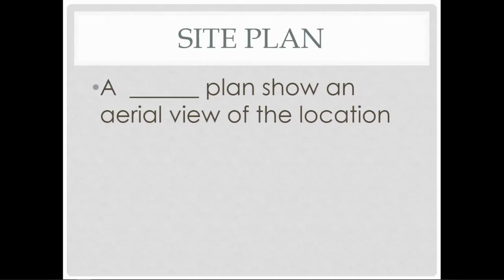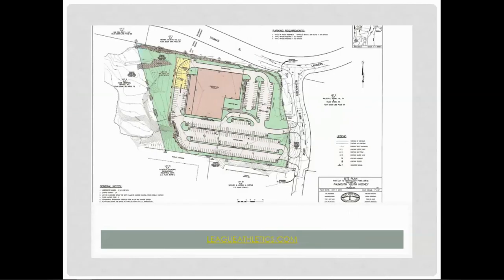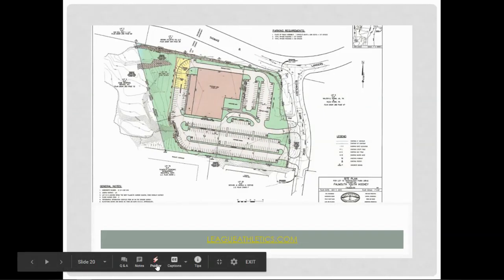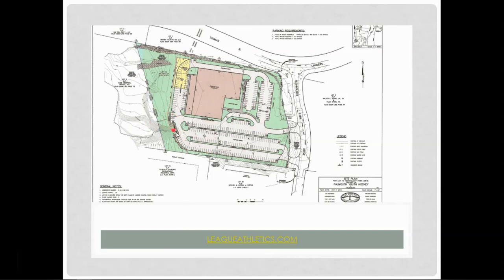Some different views. We have a site plan. A site plan is going to be the aerial view of the location. You can see the site plan on here. Okay. So it's going to show us the topography. It's going to show us the whole entire area. Parking, how do we get in and out?